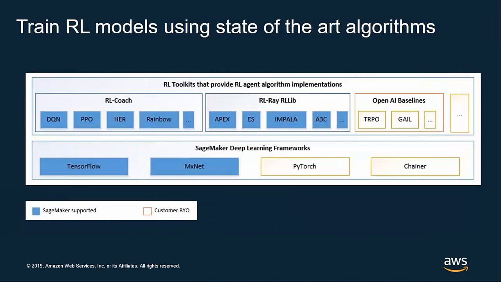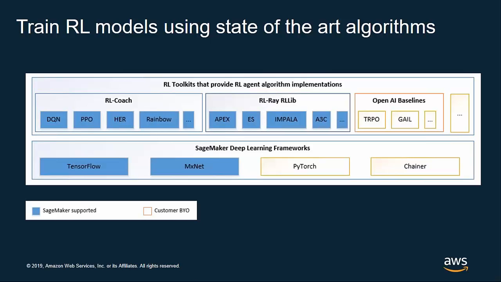So SageMaker RL enables you to train RL models using state-of-the-art agent algorithms. And the way we do this is that we've extended our built-in TensorFlow and MXNet frameworks to support popular RL toolkits, namely RL Coach from Intel and Ray RL from Berkeley RISE Lab. And these toolkits have implementations of some of the most popular RL agent algorithms that you can simply select and get started with.